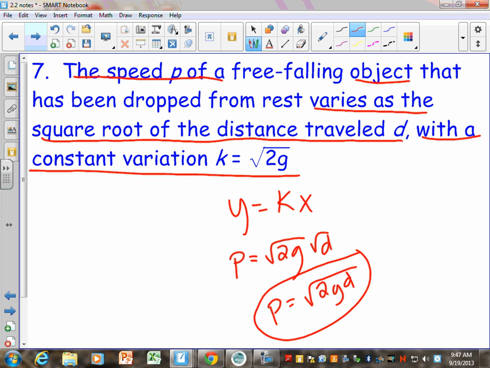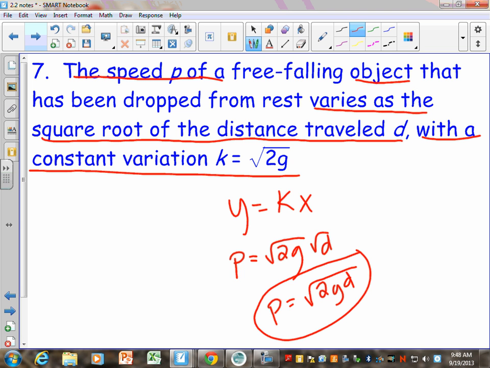Okay, how did you know? Because if it just says varies, right? So varies directly is directly proportional, or if it ever just says varies or proportional, it's always directly. Okay. And I think almost all your homework is directly, so that's a good little hint too.